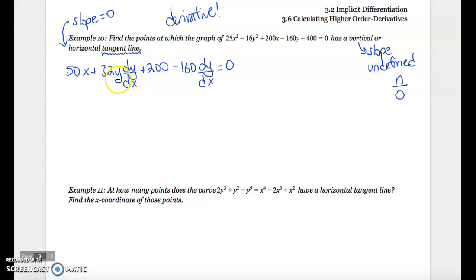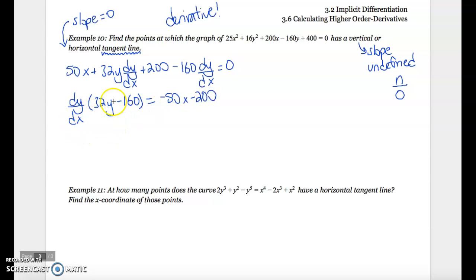All right, move everything that has dy/dx to one side, and everything else to the other side. And then I'm going to be extra tricky here, and I'm just going to pull out my GCF of a dy/dx first. So the 50x will go over, the 200 will go over, and the stuff that's left is a 32y and a minus 160. That will be what's left over when I pull out the dy/dx. Then on this side, I have negative 50x minus 200.